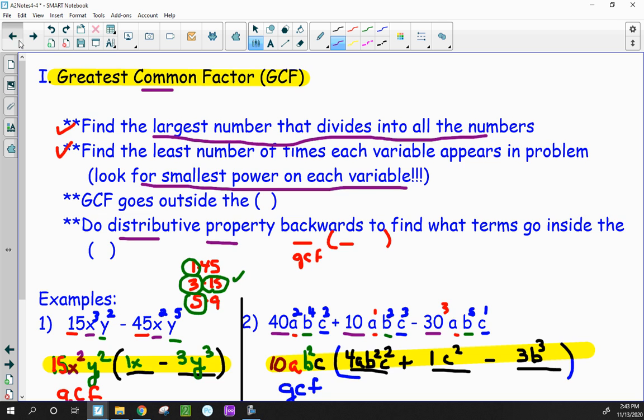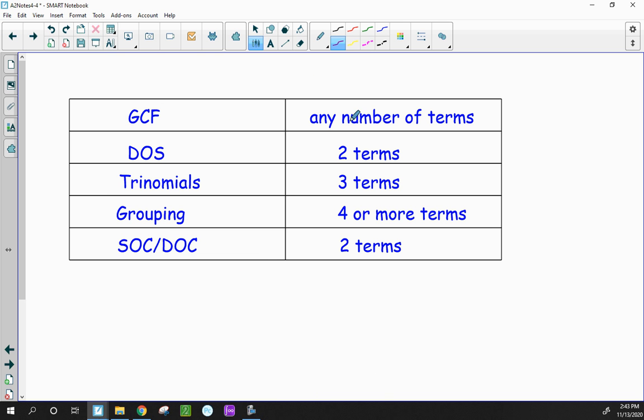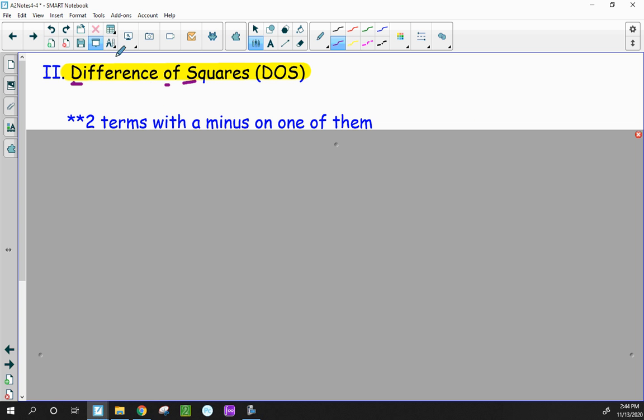Remember back to the table. GCF can have any number of terms. A DOS problem has to have 2 though. And so every time you have a DOS question, guaranteed there's going to be 2 terms in the problem. There will be a difference or minus sign in the middle, and it'll be filled with squares. And by squares, I'm not talking geometry squares, I'm talking perfect squares.